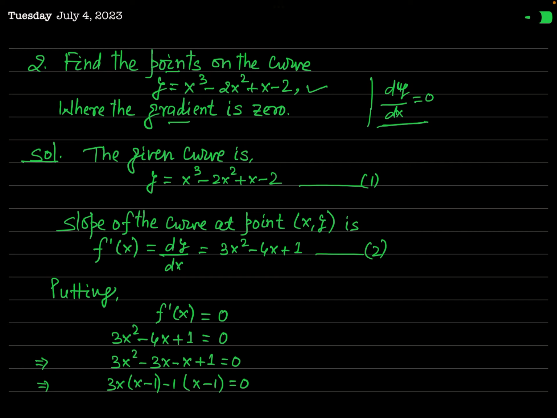Okay? So first of all, we will find the slope, and then we will equate it to 0, and then we will find the points by getting the values of the x and y coordinates for those points. So let us see how we can solve this problem.